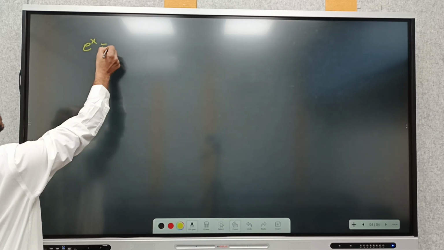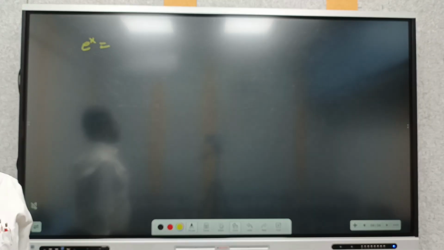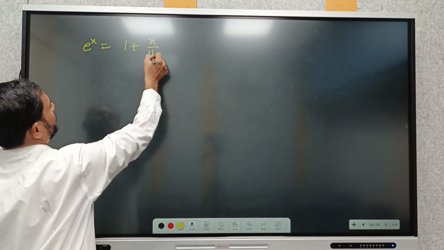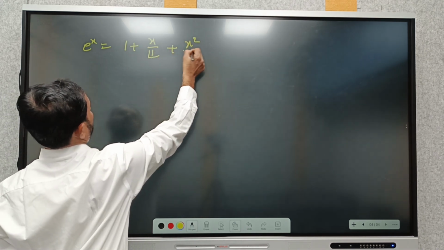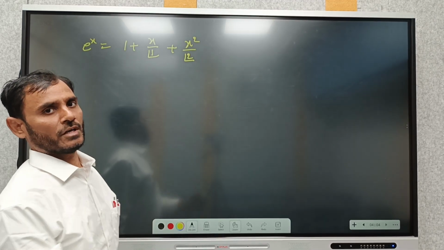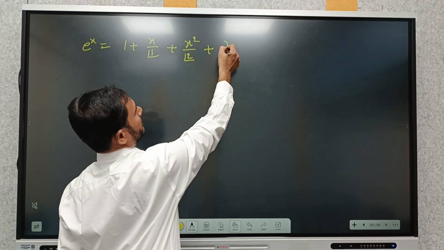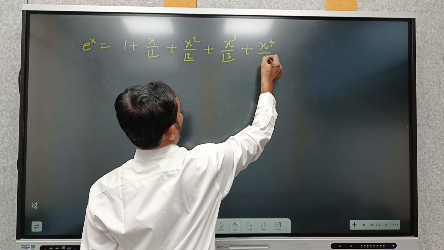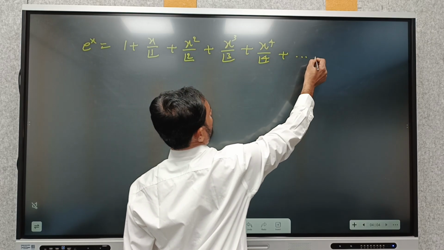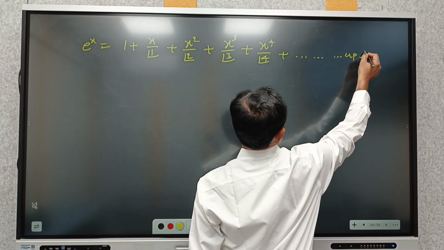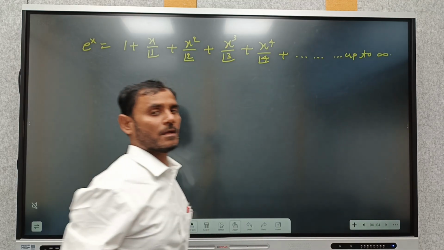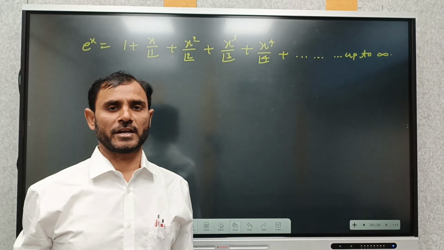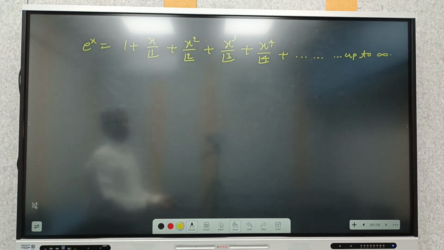e to the power x equals its expansion: 1 plus x/1 factorial plus x squared/2 factorial plus x cubed/3 factorial plus x to the 4th/4 factorial, and it goes up to infinity. Now we replace x by x squared, and we get the expansion of e to the power x squared.